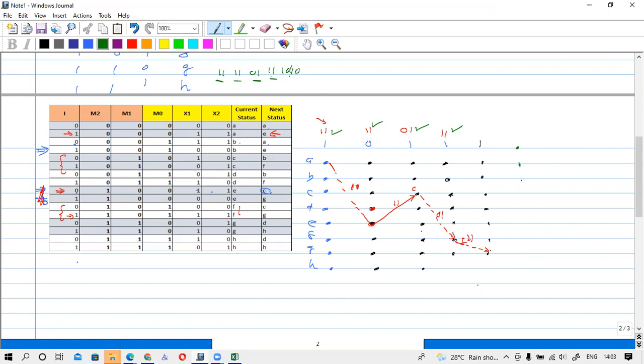Oh, no, here I think it is a mistake. Here it is 11, okay. Here it is 11, that is okay. And here it is 01, that is okay. And here it is 11, that is okay. If we count the next status, here we have A, B, C, D, E, F, G, H. So now we are in state F.